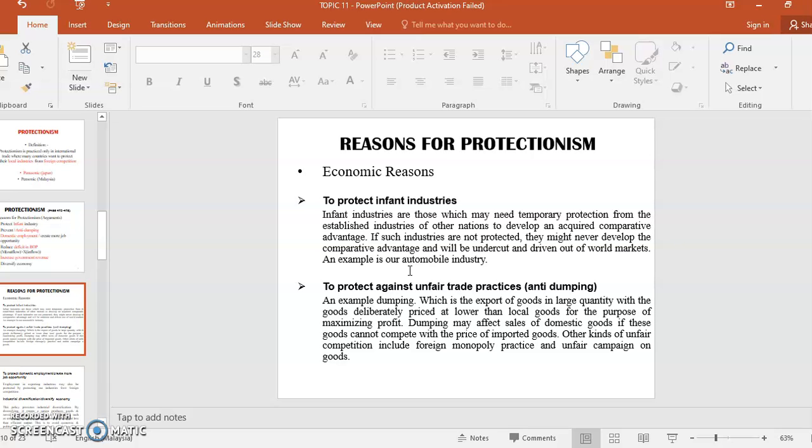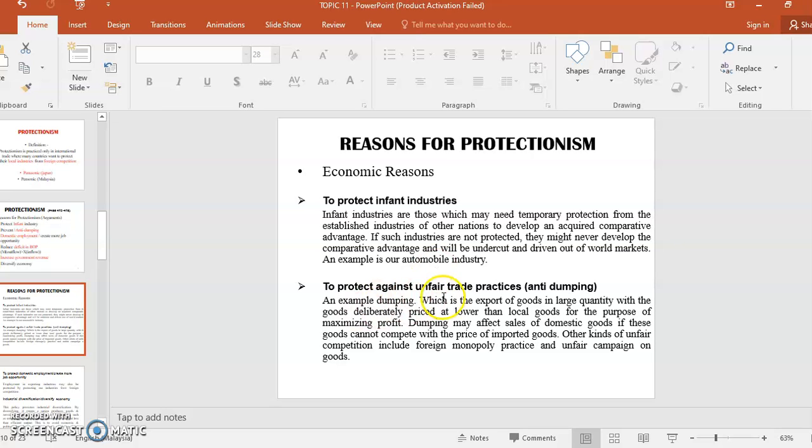Contohnya lah, Proton harga dia 80,000. Bila masuk Mercedes, bila masuk BMW, harga dia 80,000 juga. So people kita macam mana? Confirm dia akan pilih kereta luar kan. So maksudnya bahayalah untuk industri kita sendiri lah.